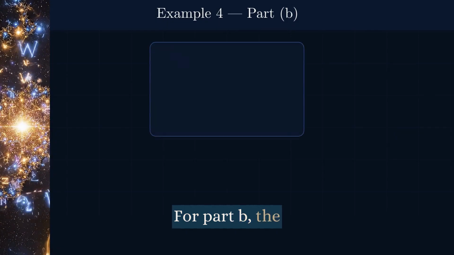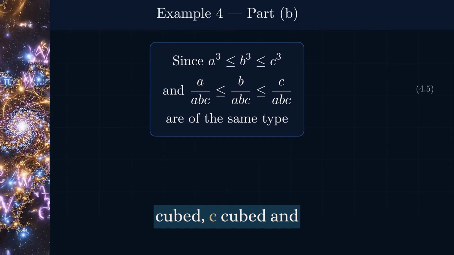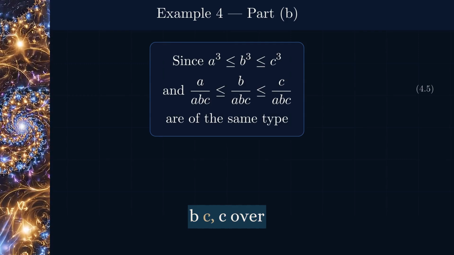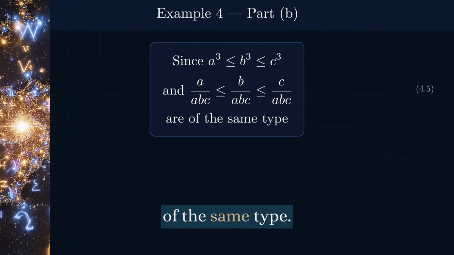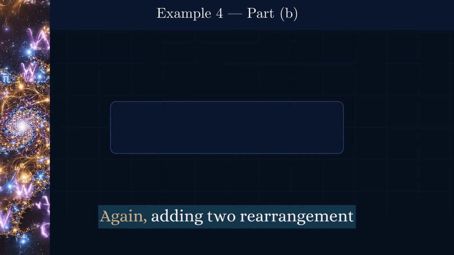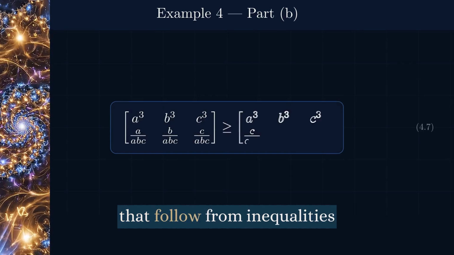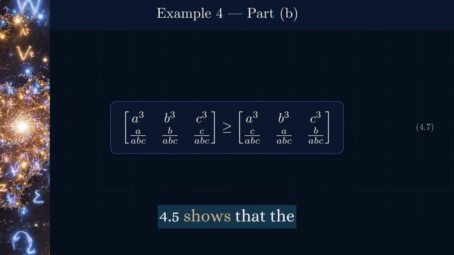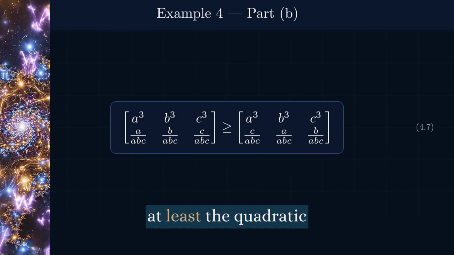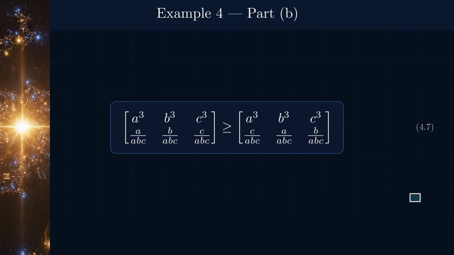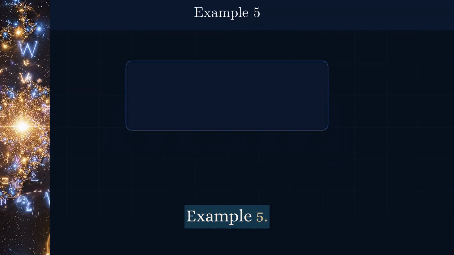For part B, the triples are A cubed, B cubed, C cubed, and A over ABC, B over ABC, C over ABC are of the same type. Again, adding two rearrangement inequalities 4.6 and 4.7 that follow from inequalities for 4.5 shows that the cubic cyclic expression is at least the quadratic cyclic expression. This completes the proof.